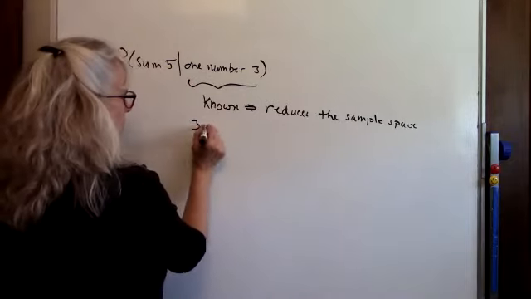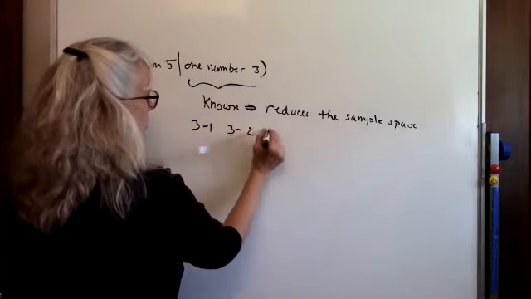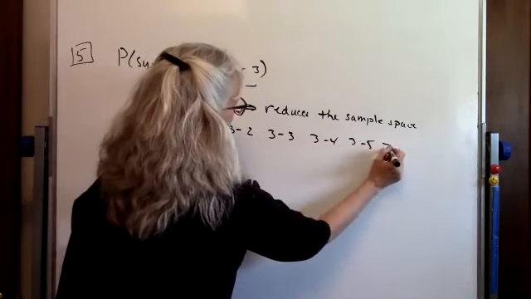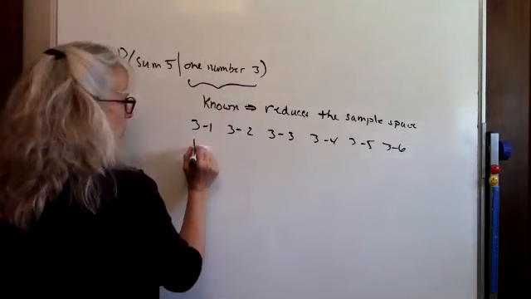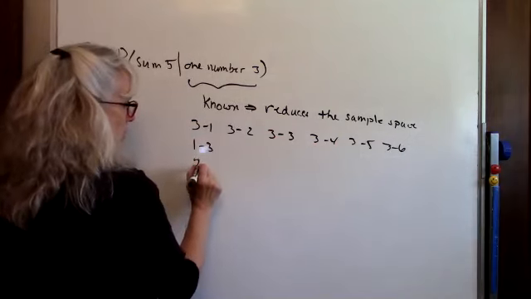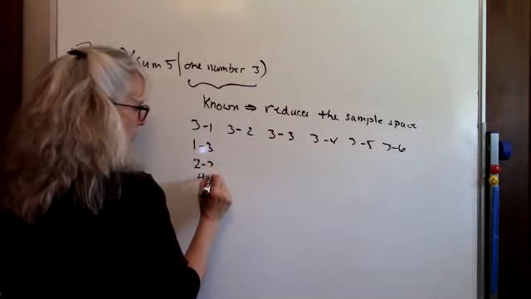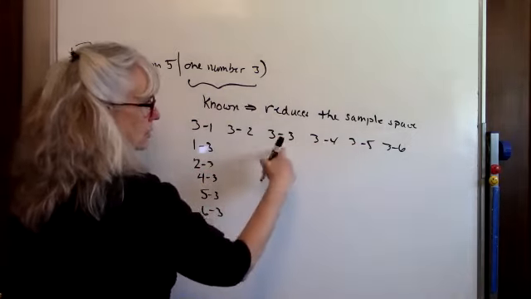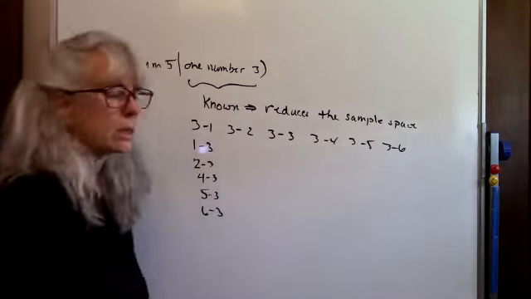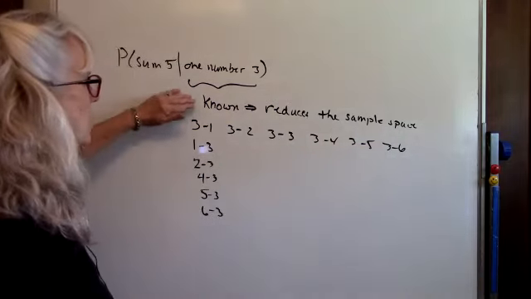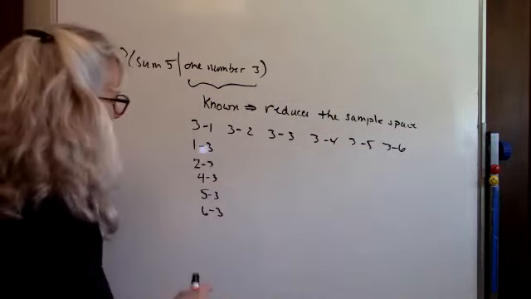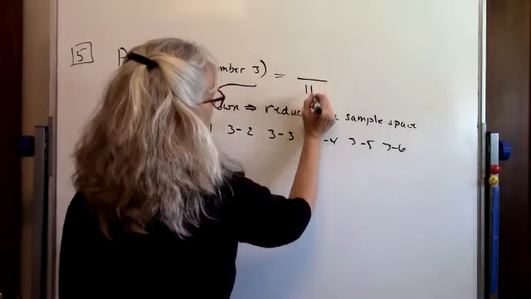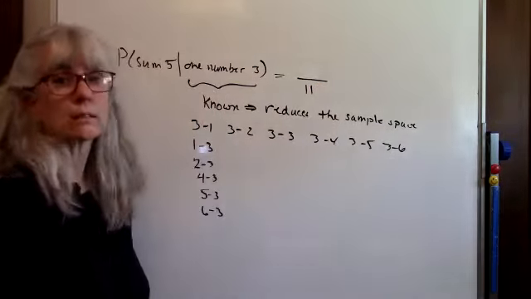Well, that would be the 3, 1, the 3, 2, the 3, 3, the 3, 4, the 3, 5, and the 3, 6. It would also be the 1, 3, the 2, 3, the 4, 3, the 5, 3, and the 6, 3. Notice I didn't list the 3, 3 again. The doubles are only listed once. So those are all of them that fit what is known. So instead of having 36 possibilities, I only have 11. So our denominator this time, instead of being 36, is just 11.